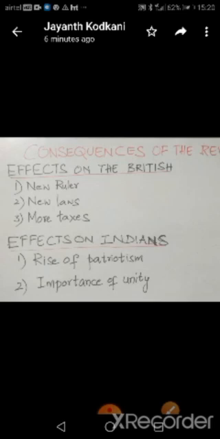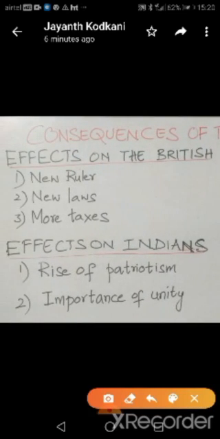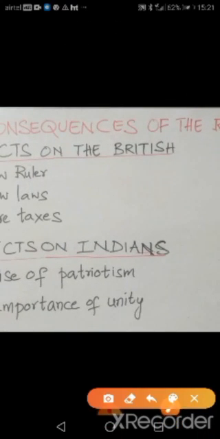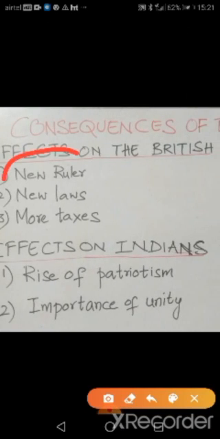What are the effects on the British? First one is the new ruler. New ruler is the effect on the British. Instead of the British East India Company, the Queen of England began to rule India. That is the new ruler. Instead of East India Company, the Queen began to rule India.